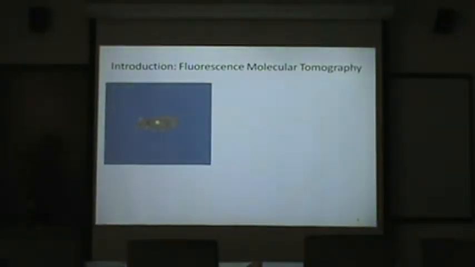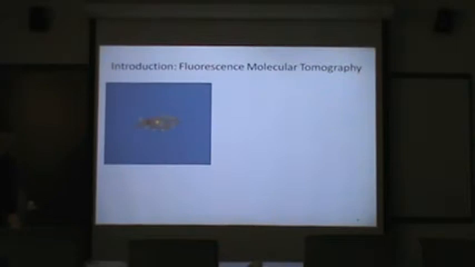Okay, so what is fluorescence molecular tomography? Well, it's an optical technique that uses near-infrared light to map the 3-dimensional distribution of fluorophores in a whole animal non-invasively. In our lab, we work with small animals. We work with mice, so that's why we have a picture of a mouse here.